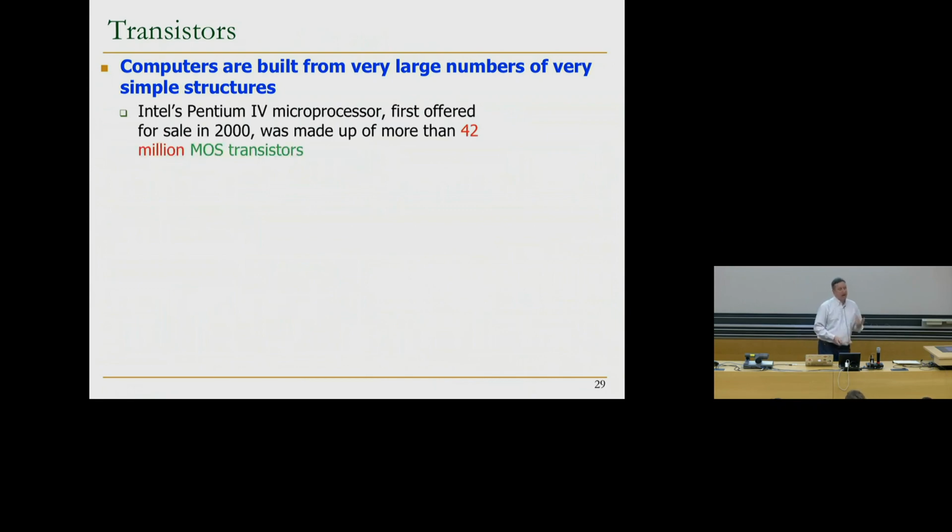Just to give you an idea, Intel's Pentium 4 microprocessor was first offered for sale in 2000. Who was born before 2000? Oh, excellent. So, this is your processor. Who was born after 2000? Ouch.